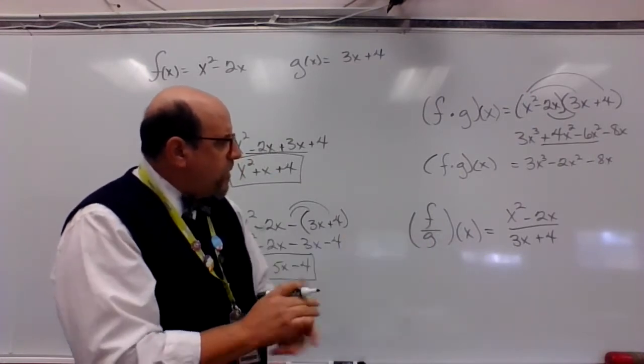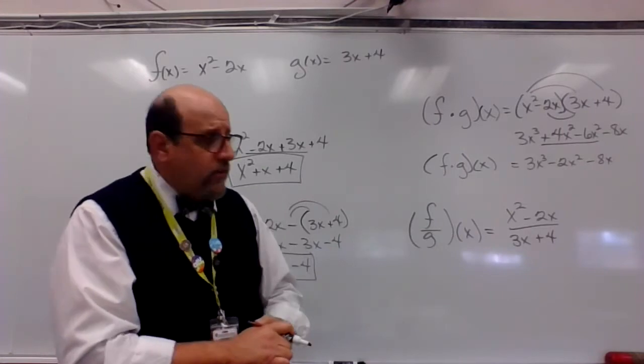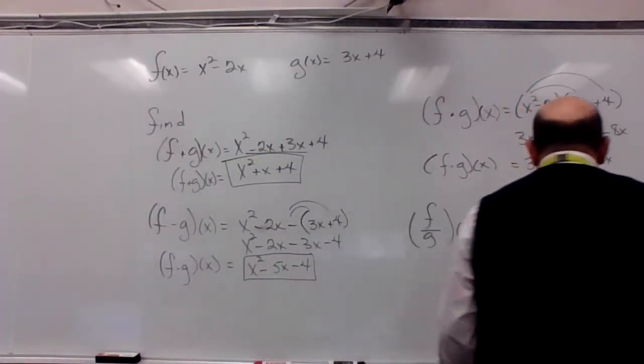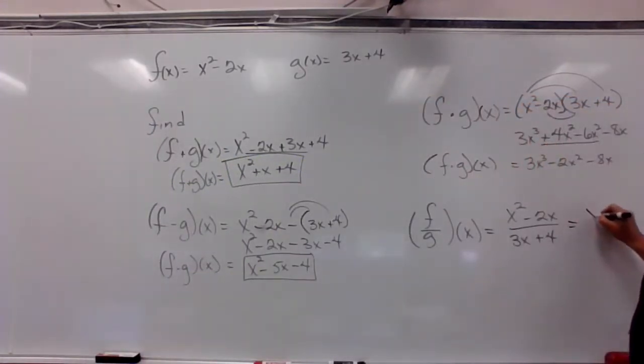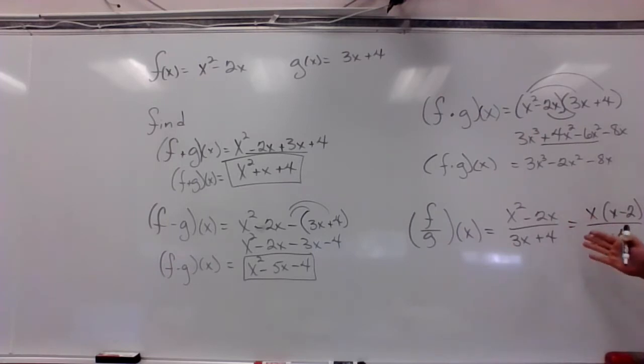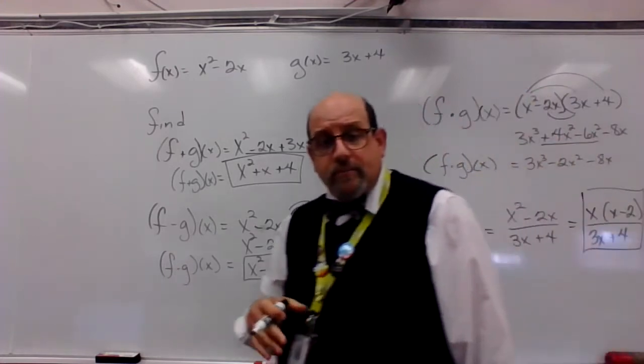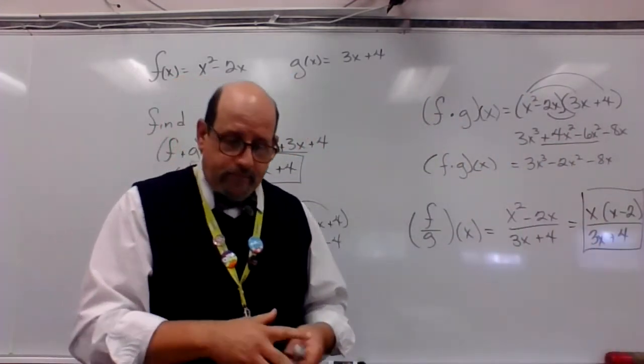This is it in its base form. There's nothing else that you can do unless you want to show that you tried. You could say this over this. Okay, so you could say that our final answer is x times the quantity x minus 2, divided by 3x plus 4, and that works out, and that's okay.